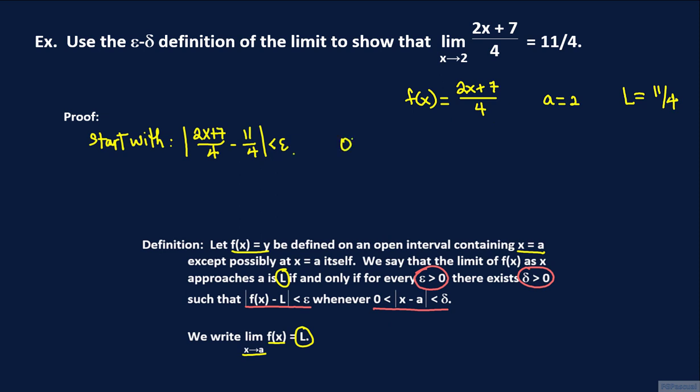Our main objective is to show the existence of a positive delta. Our objective is to form the absolute value of x minus a, or the absolute value of x minus 2, is less than delta. We do not work with the 0 in the delta inequality because the 0 is just to remind ourselves that x is not equal to a when x approaches a.